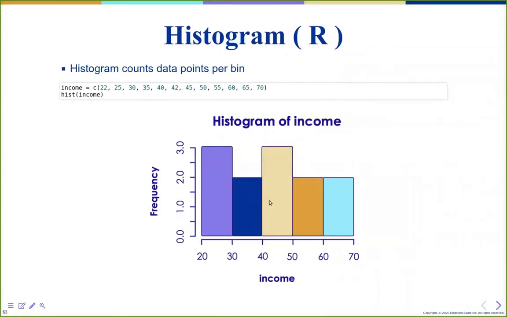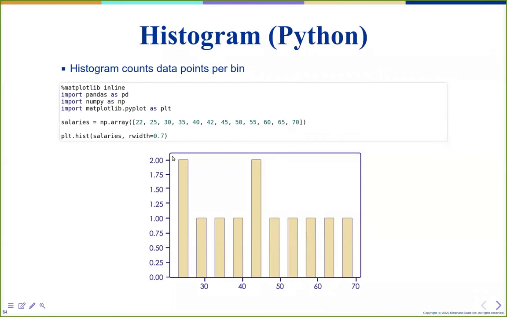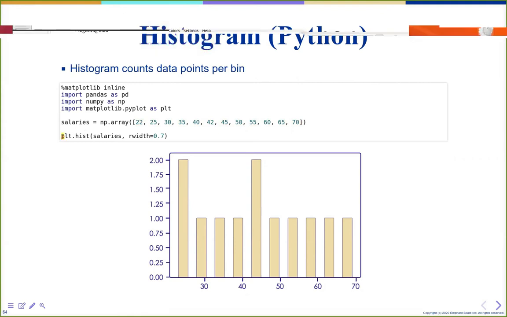A histogram is basically counting data. Let's say this is my bunch of salaries. I want to count how many people made between 20 and 30,000, 30 and 40,000, right? I'm counting buckets. I think these are buckets of five, so I'm counting how many people made 20 to 25,000, how many made 25 to 30,000, and so on and so forth. This is called a histogram. Again, one-liner: plot.hist, and then give the data.